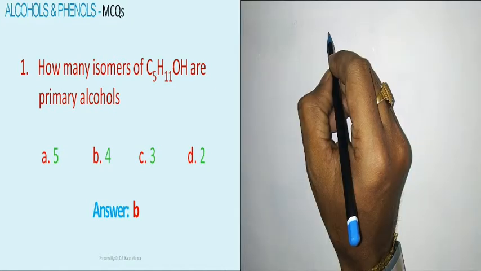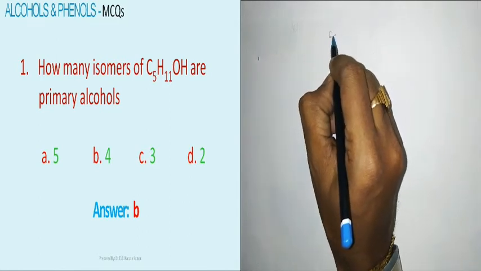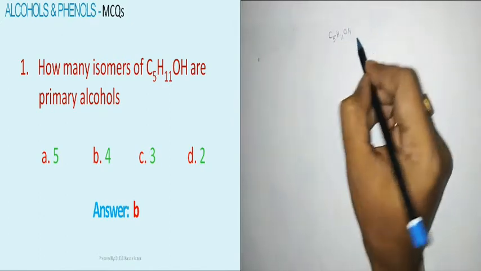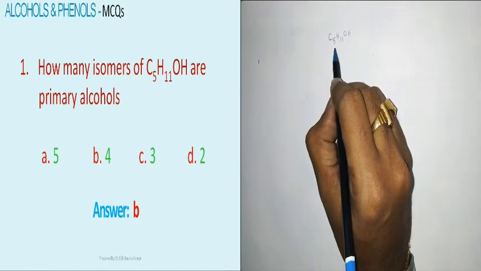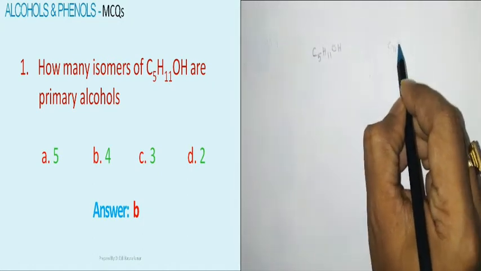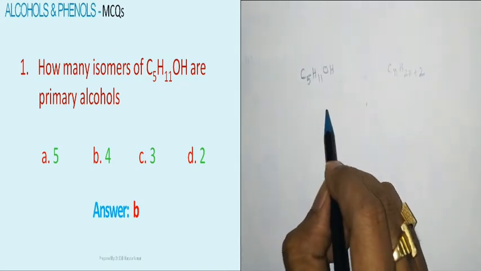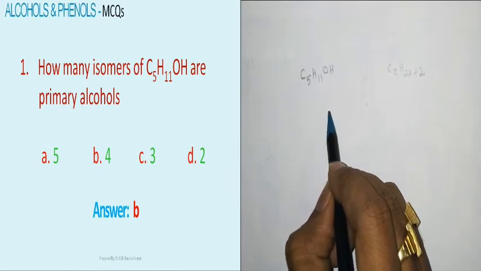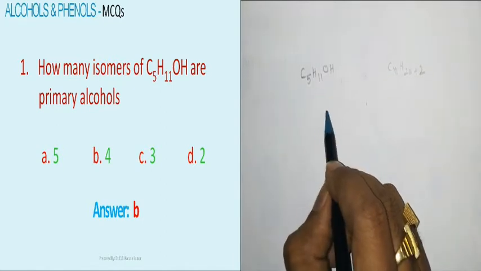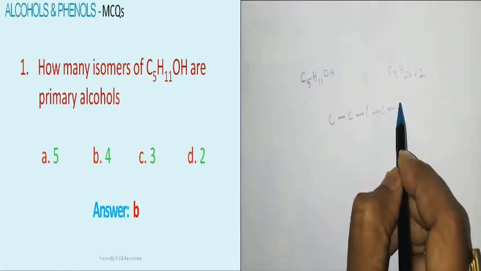Let us see. The formula of the compound that is given in question number 1 is C5H11OH. From this formula, it is very clear that this is a saturated compound. Why? Because it is satisfying the general formula CnH2n plus 2. Because it is a saturated compound, it has only single bonds. Unsaturated compounds are having double bonds or triple bonds. This is a saturated compound, hence it is having only single bonds. So how many carbons are there? 5 carbons. Therefore, we can maximum write a chain length of 5 carbons like this.